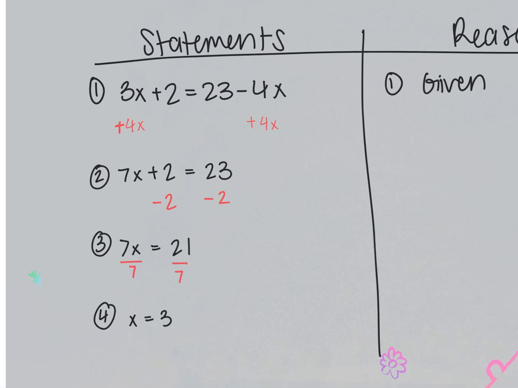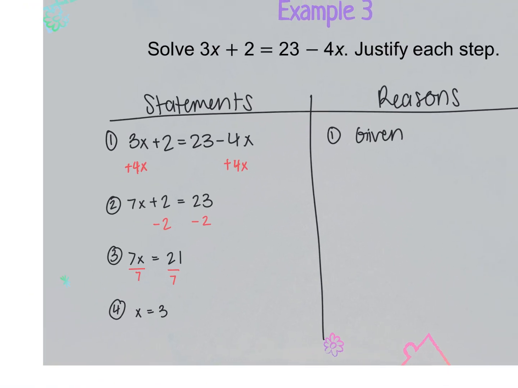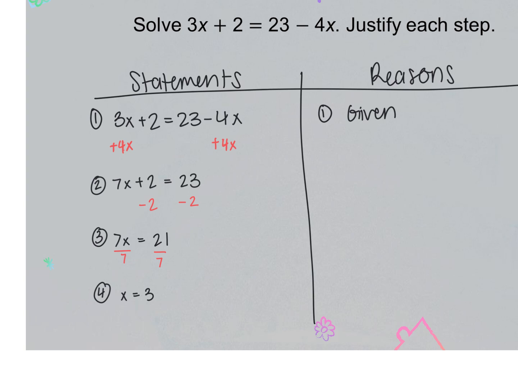Now let me go ahead and write my reasons. We did our statements, and we're at our reasons now. How am I getting from 1 to 2? What did I do? Yes, Sophia? Good. Addition property of equality. I know I spelled this wrong.